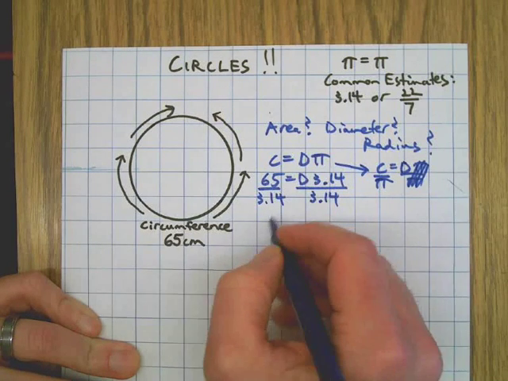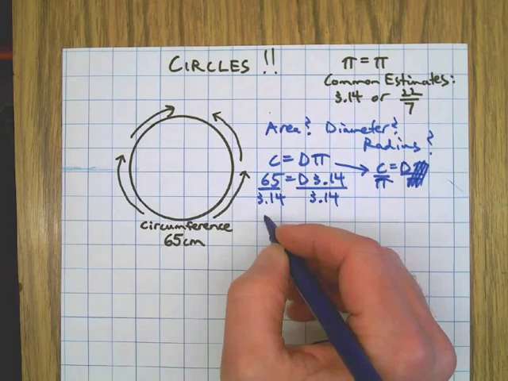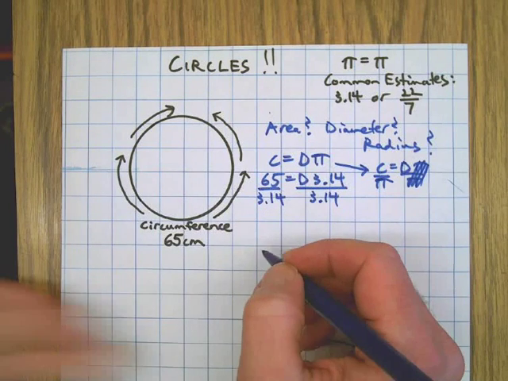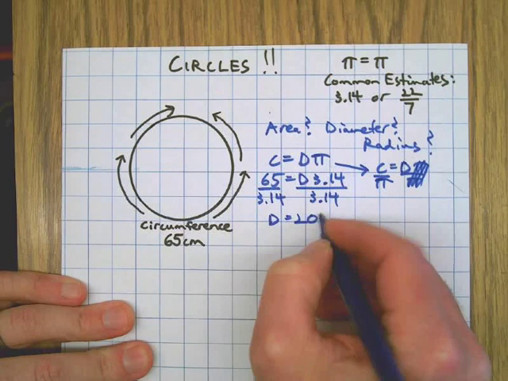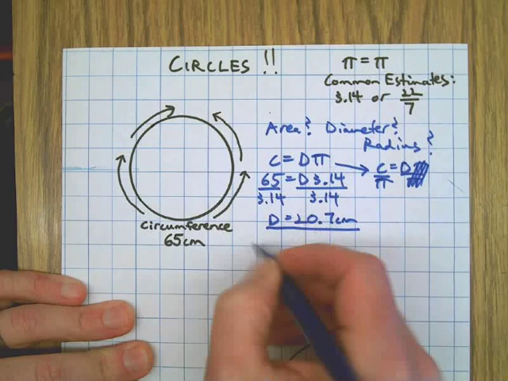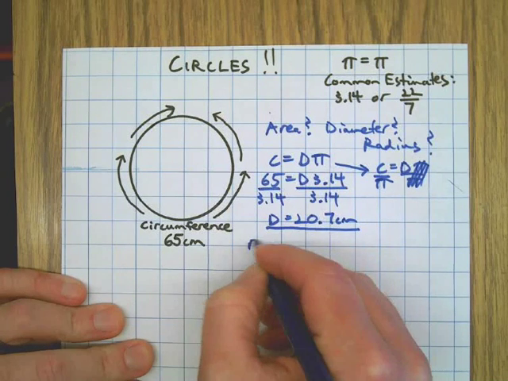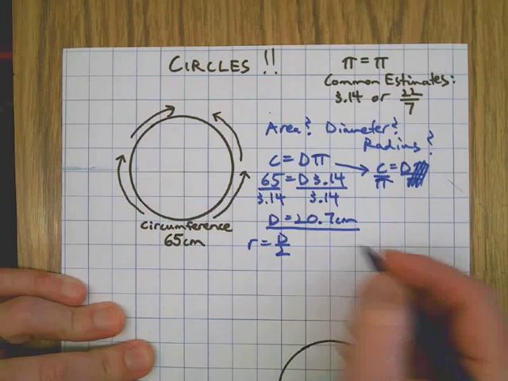Okay, so we go back over here. 65 divided by 3.14 is a little bit more than 20. Okay. Once I have that, I go cut it in half to give me the radius.